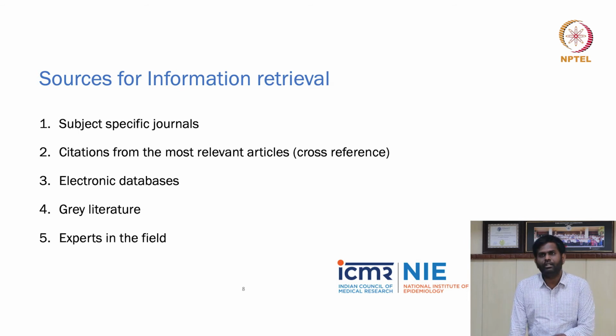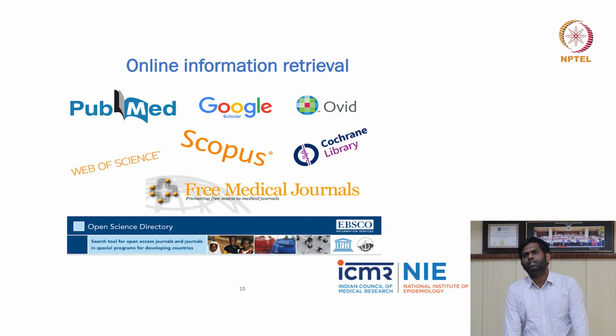The most commonly done is a search through the electronic database. I will take you through these. These are the online information retrieval portals. We would have heard these terms somehow or the other: PubMed, Google, Ovid, Scopus. All these are available, but we are always confused which source to look for while doing a systematic review or even to get information on a particular topic.